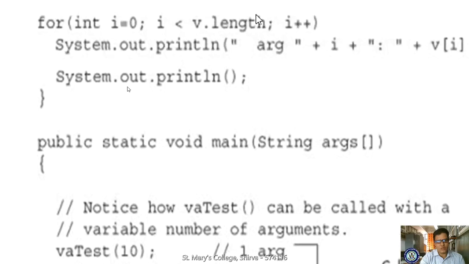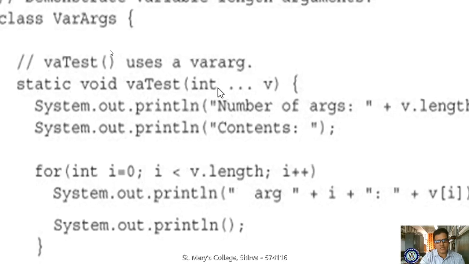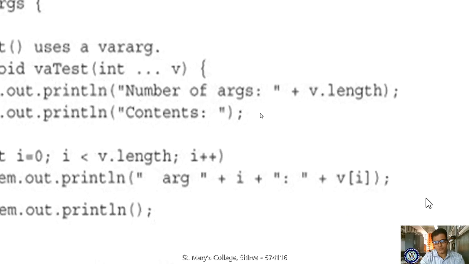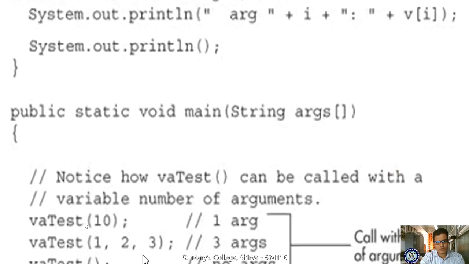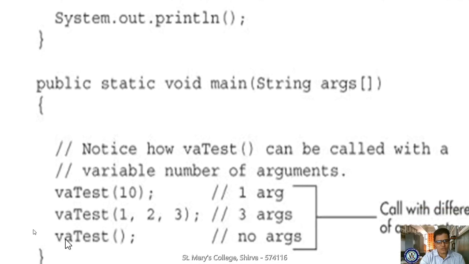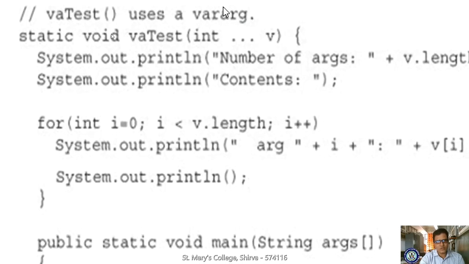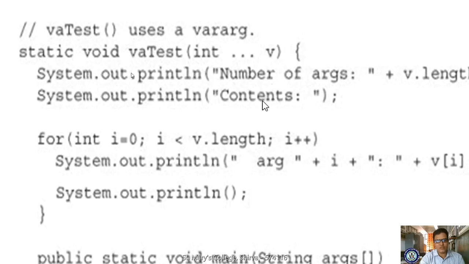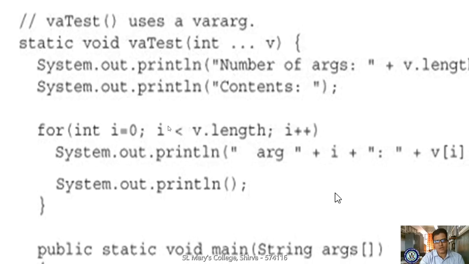If I supply the 3 parameters, the length will be taken as 3 here, and it starts at 0 and ends at n minus 1. Now at v of 0 location the value is 1, at v of 1 location it is 2, and at v of 2 location it is 3. Afterwards the condition is false, so it will skip. And now vaTest with no parameters, so it is 0 parameters, it will be taken as 0 and display the content as 0.